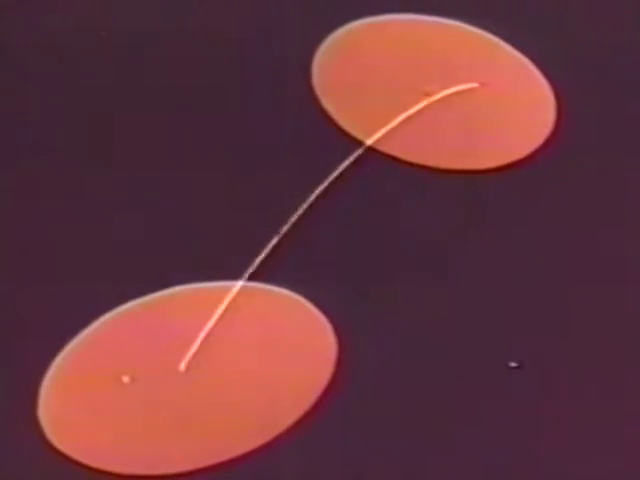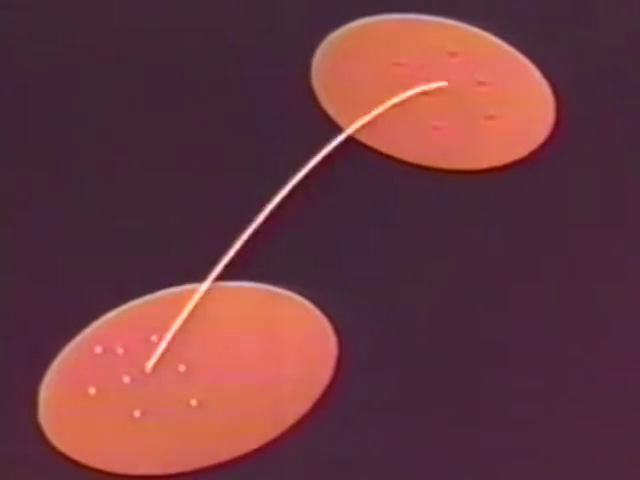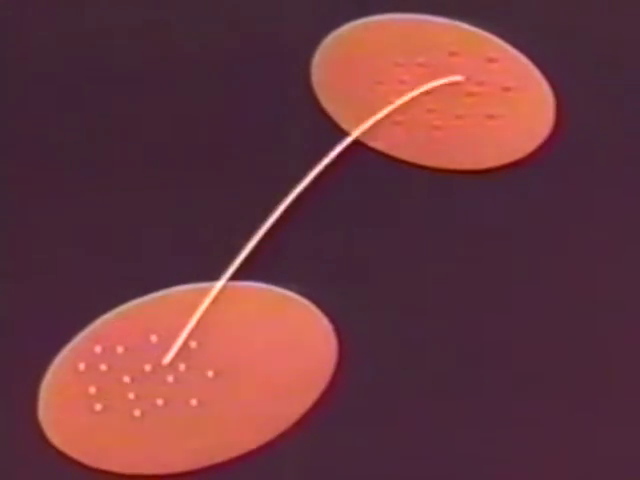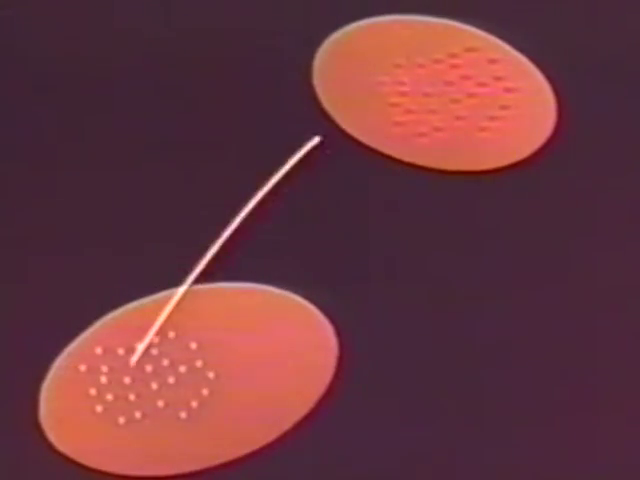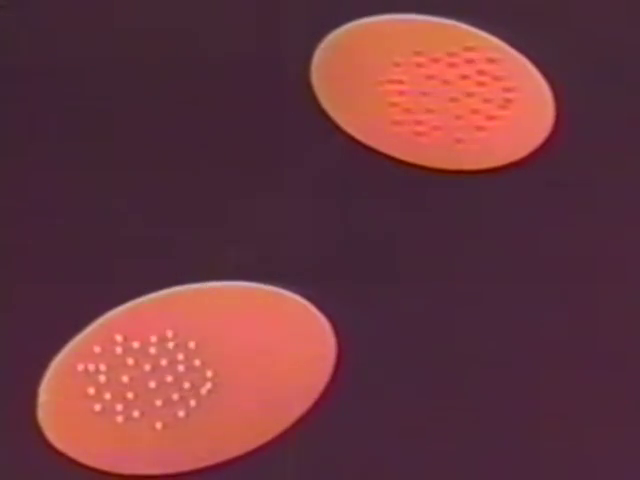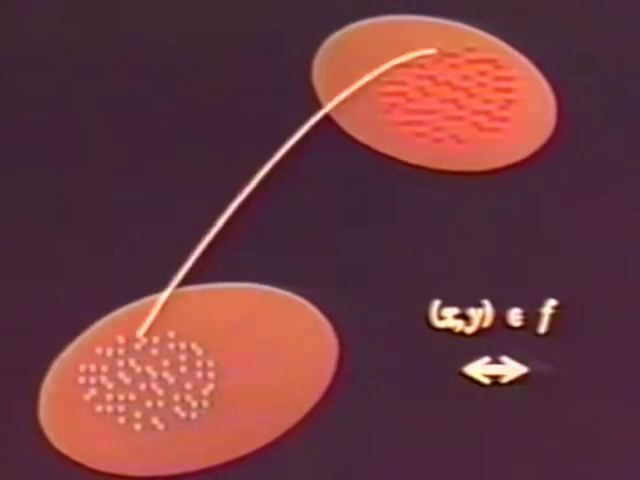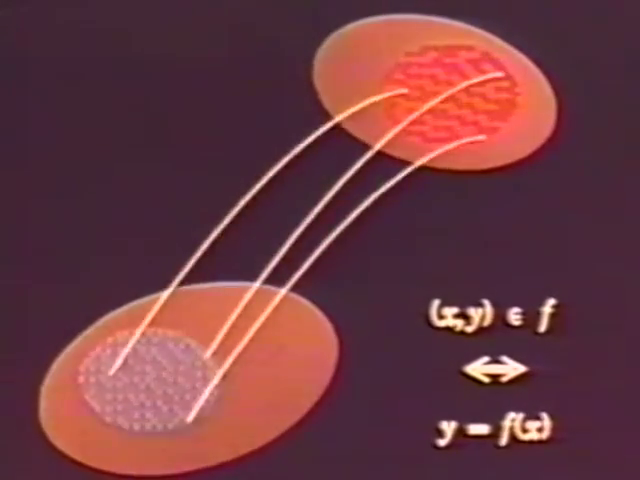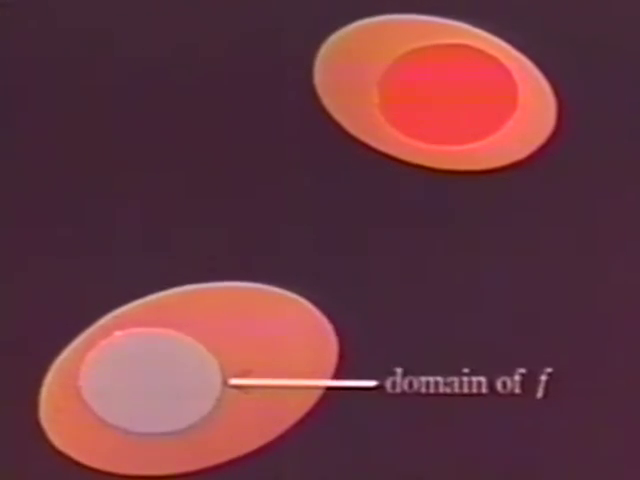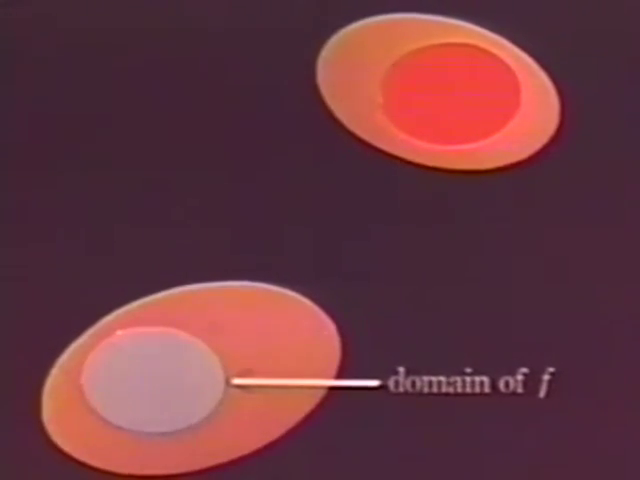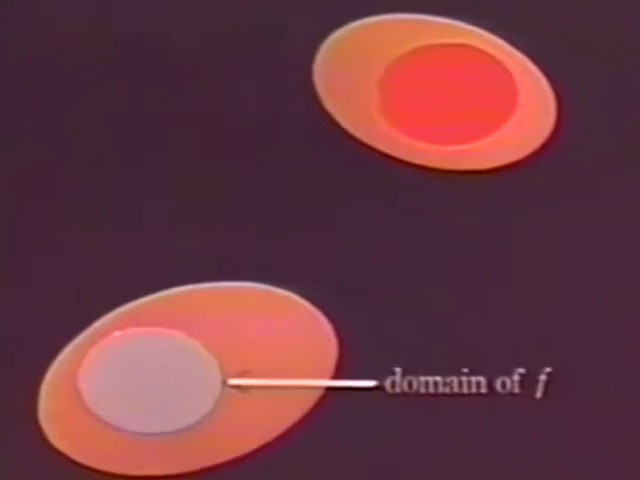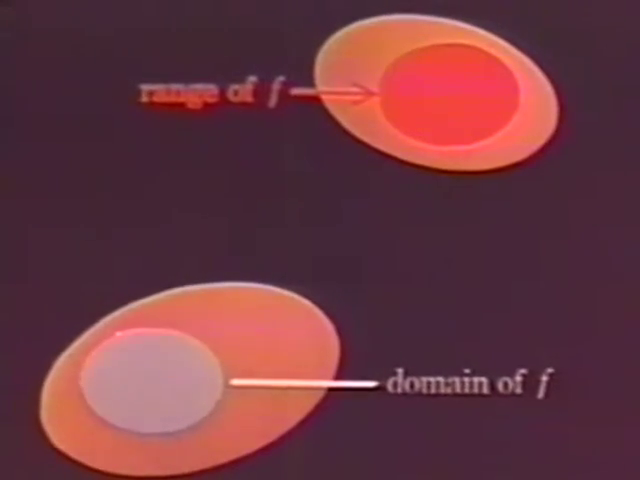Since pre-images are paired with unique images, we define a function as any set of ordered pairs, no two of which have the same first element. This means that the ordered pair (x, y) is an element of the function f if and only if y equals f of x. The domain of the function then consists of all points within the domain space which are pre-images. And the range of the function is simply all points in the range space which are images.